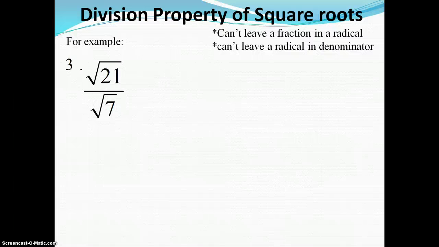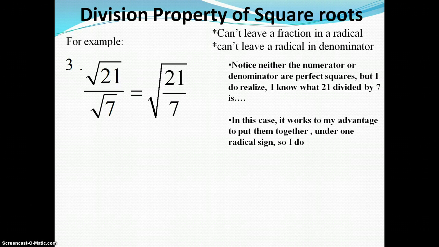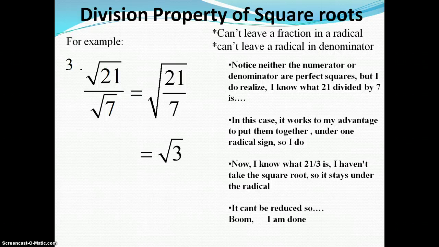Now, number 3 is a little different. Here, they already are separated, but the problem is they aren't perfect squares. In this case, it's actually to our advantage to push them back together again. So we're going to create the fraction 21 over 7, because in this case I know what 21 divided by 7 is. 21 divided by 7 is 3. So now I can simplify it and change that 21 over 7 to 3 and leave it under the radical sign.